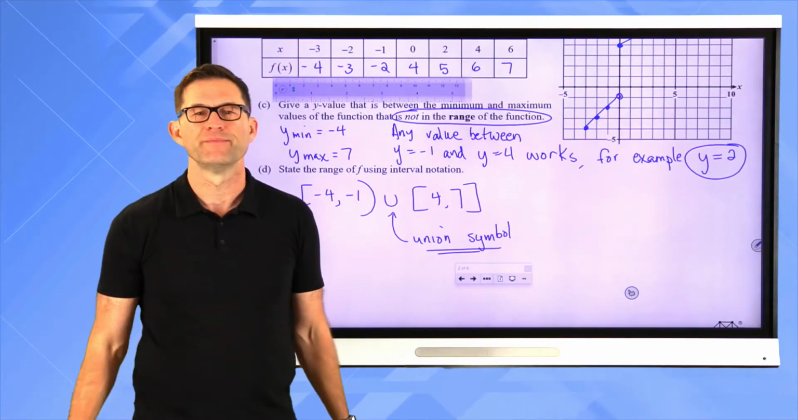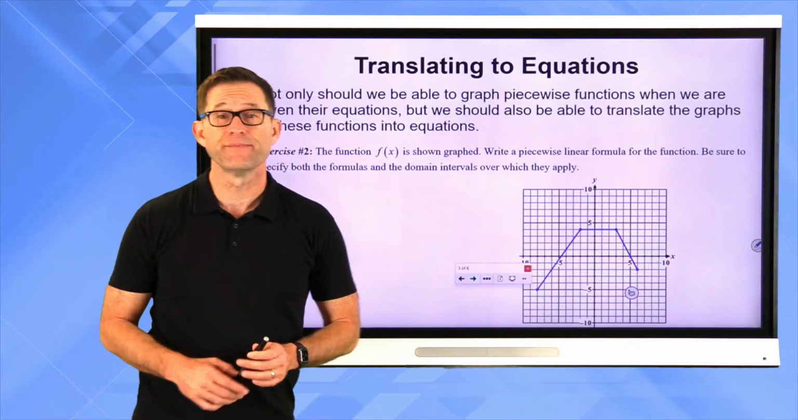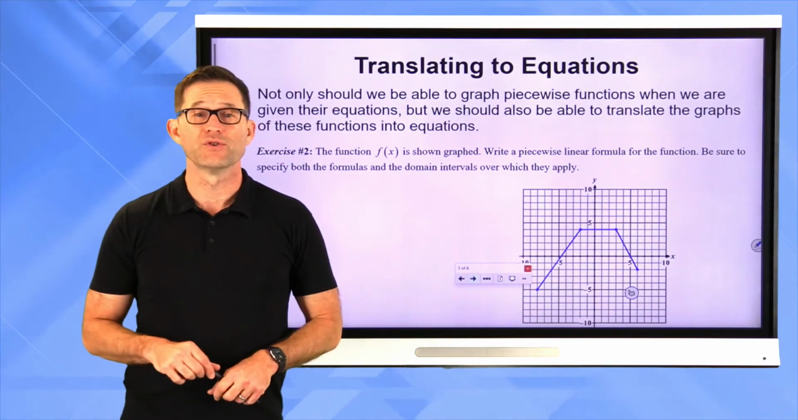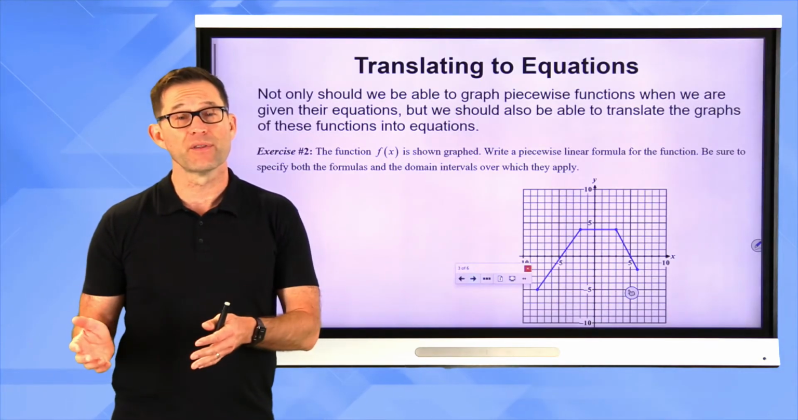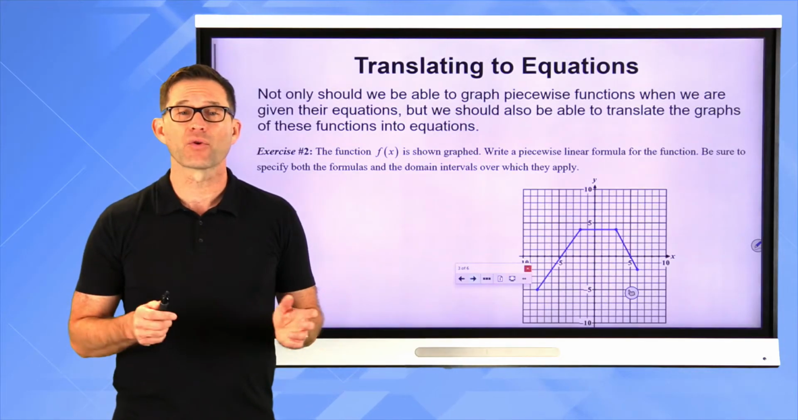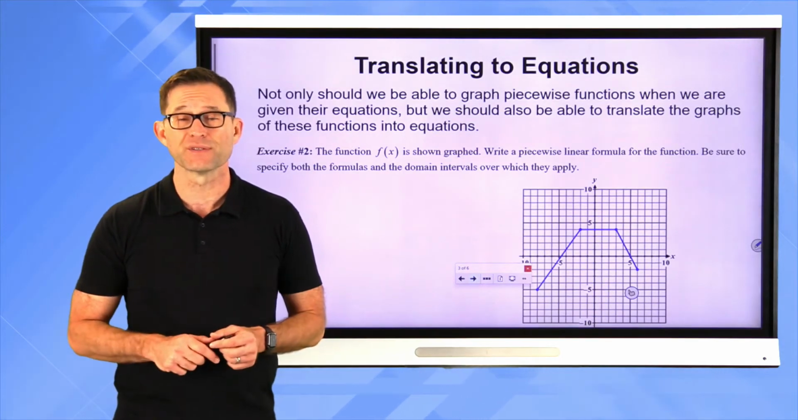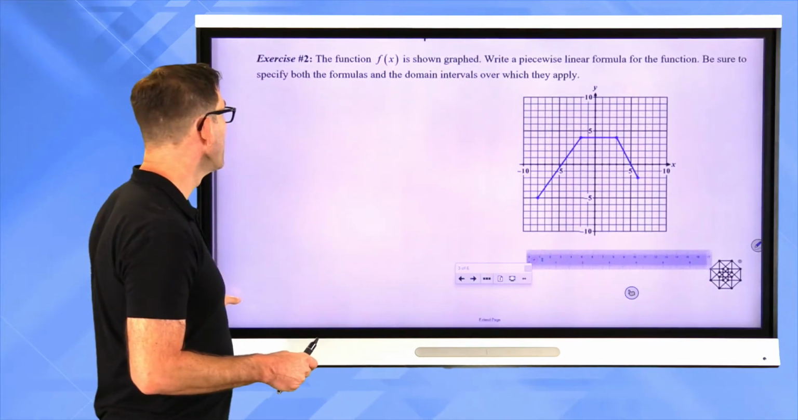The union symbol puts them together. All right, let's do some more work with piecewise functions. Translating to equations. Not only should we be able to graph piecewise functions when we are given their equations, like in the last one, but we should also be able to translate the graphs of these functions into equations. And this can, of course, be a little bit more challenging for students, so let's take a look at one.